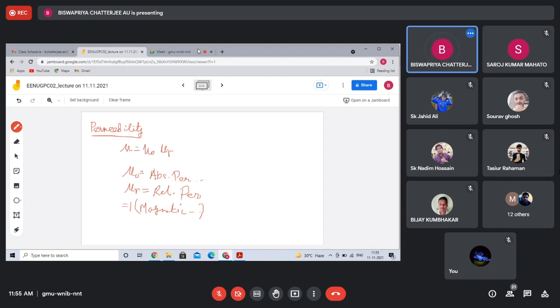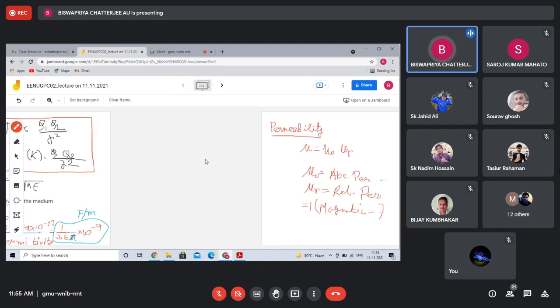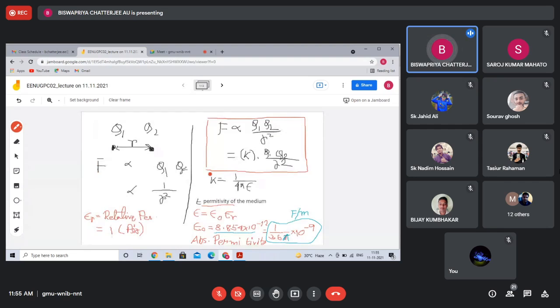Okay, so let us come back to Coulomb's law. It is all about Coulomb's law. Any doubt? No, sir. So let us proceed further.